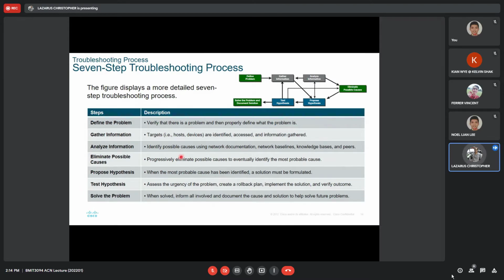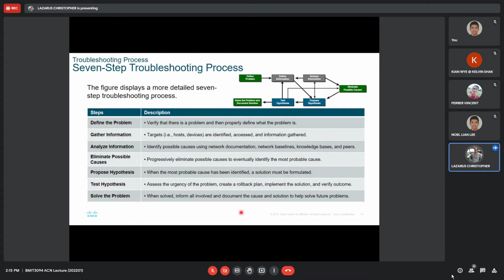Right. So define your problem, gather information, then you analyze your information, then you start to eliminate possible causes. You can say, maybe 1, maybe 2, maybe 3, maybe 4, maybe 5. These are 5 causes. Then one by one you eliminate until you're left with 1, and you think that is the cause of the problem, right? And then once you understand the problem, you can propose a solution, right? And then you try to implement that solution, which is testing your hypothesis, right? If your solution is correct, then you have solved the problem.